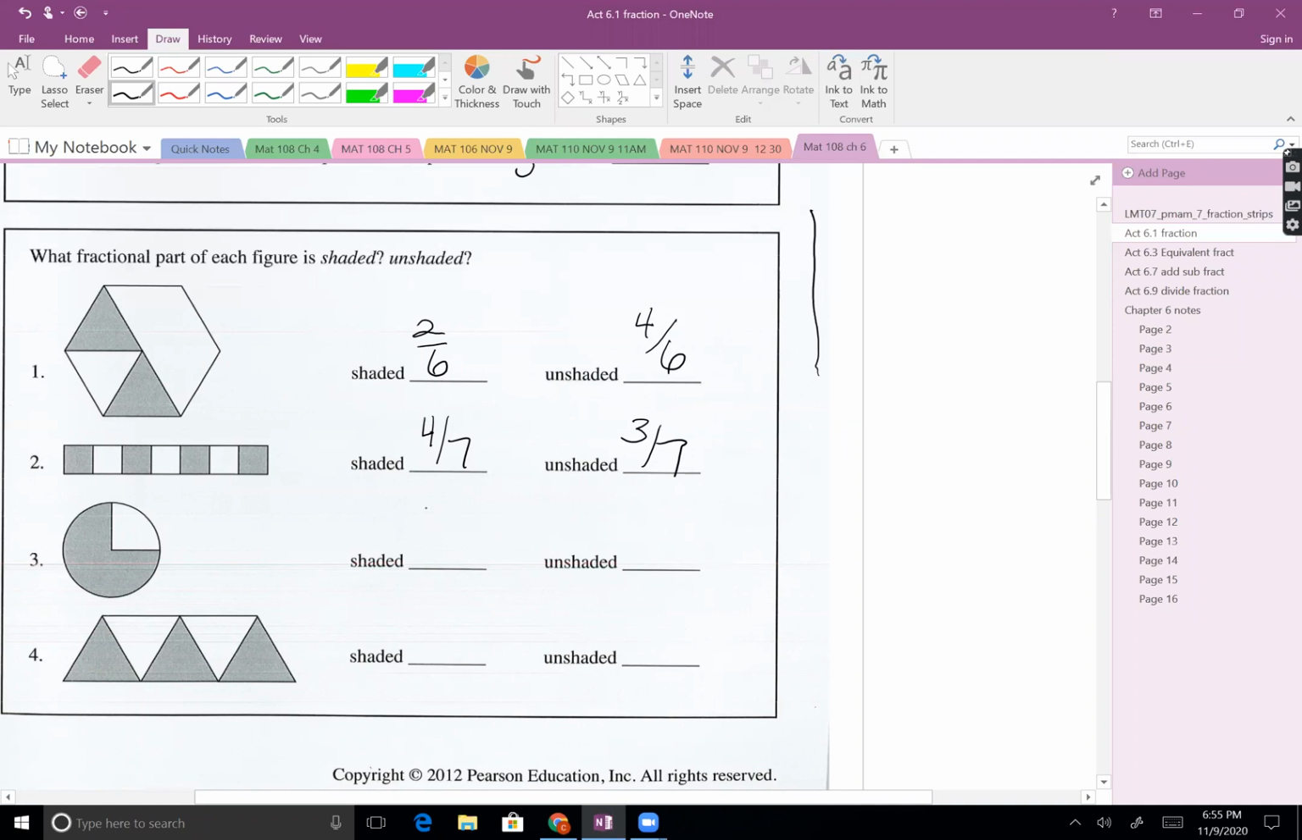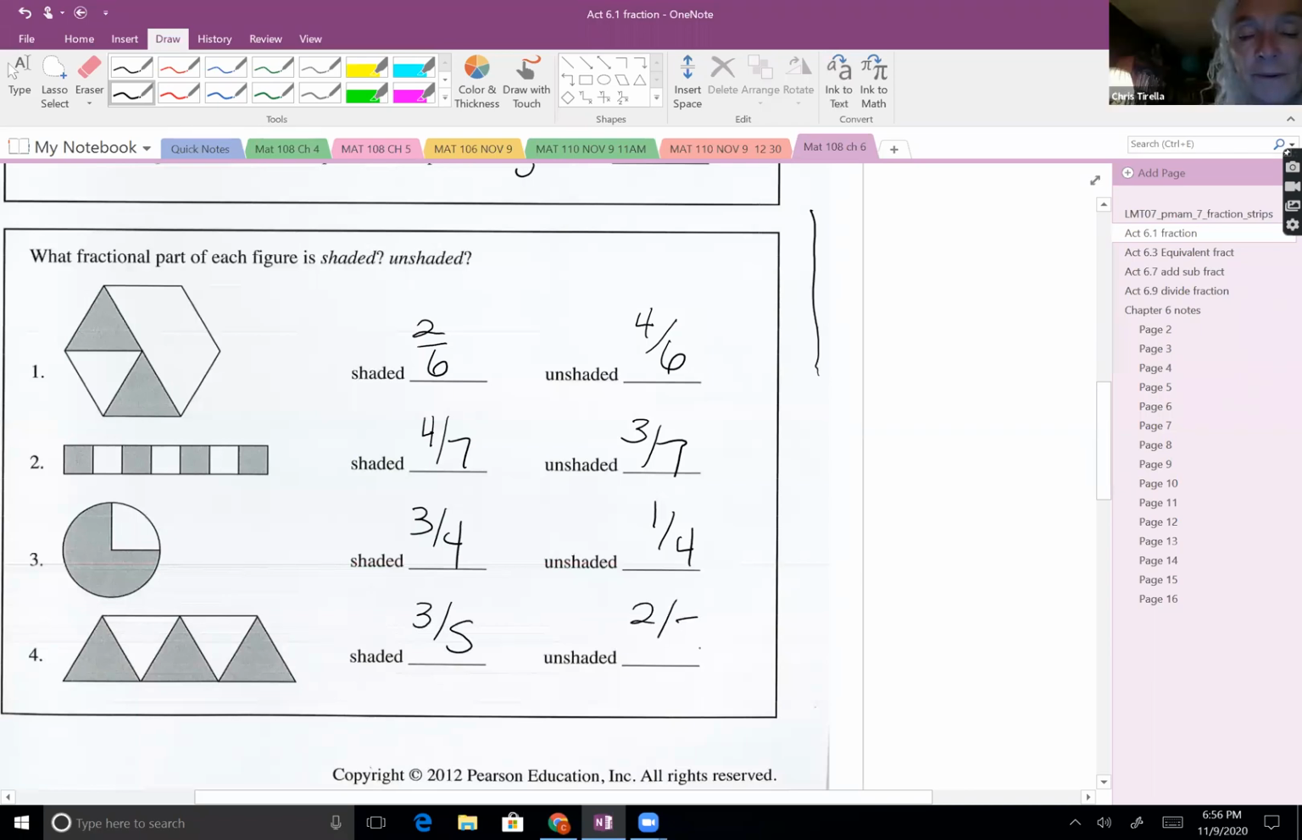1/4 is unshaded, right? Oh, yeah. So yeah, 3/4 is shaded. I knew what you meant. And then the last one? 3/5 shaded and 2/5 unshaded.